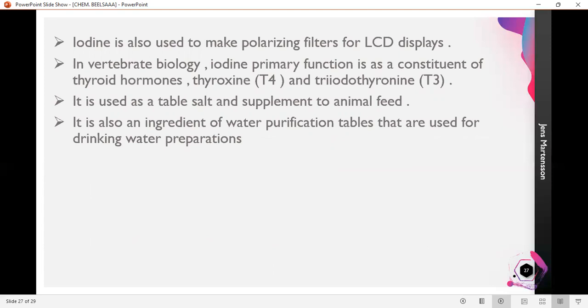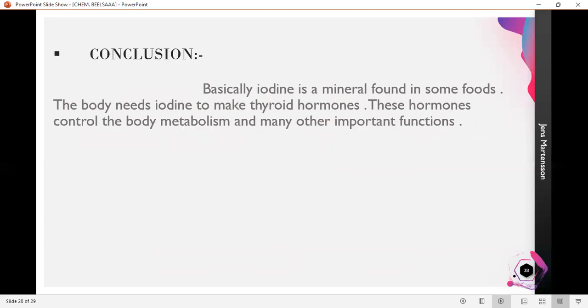Moving on to the next topic. Here is the conclusion on iodine. Basically, iodine is a mineral found in some foods. The body needs iodine to make thyroid hormones. These hormones control the body's metabolism and many other important functions. The next is the references.